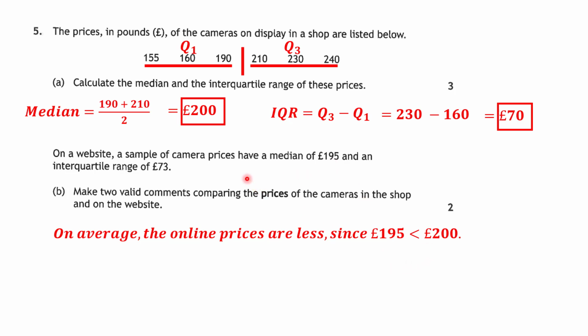Now, what about this interquartile range? Here we have an interquartile range of 70, but online it's 73. So what can we say about this? We can then say something like this: the online prices vary more since 73 is bigger than 70. And that's worth 2 marks.